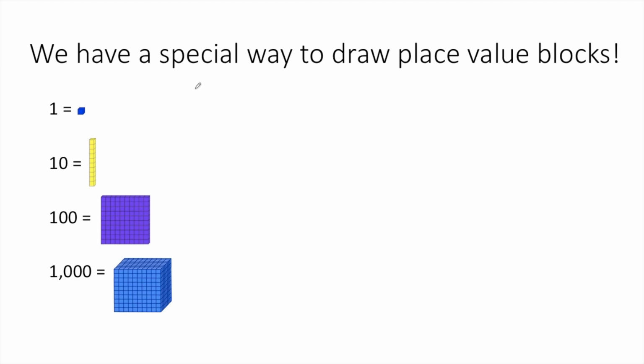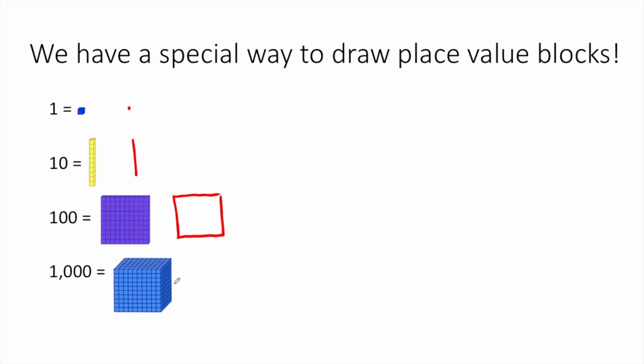Now that Miss Simmons showed us what all the different values look like, we're going to want to be able to draw these to show our work. So for the ones cube, we're just going to draw a little dot because it's really tiny and it's really easy to just draw a little dot. For that tens rod that's made up of those little cubes, we're going to draw a line because it looks like a line. The square that's made by putting those 10 rods together, those 10 lines together, we sometimes call a flat. We can just draw a square.